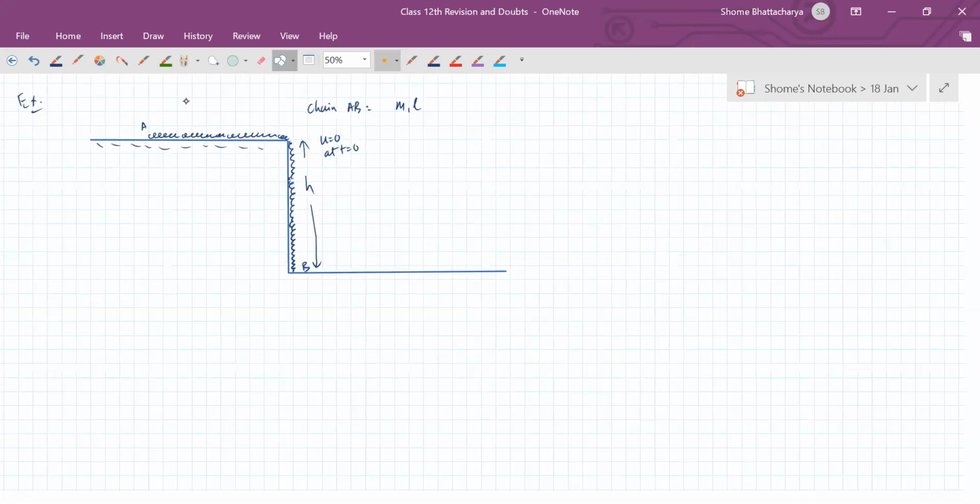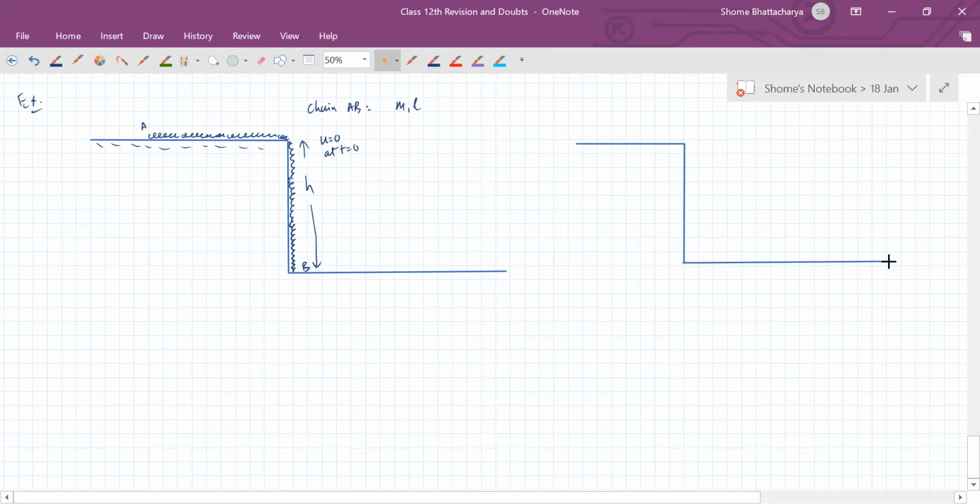Somadip, first of all, tell me what you try to do in this question. After you release the chain here, at a certain moment of time, the end is about here. This has a speed v, so we want to find out v. So what did you try to do?